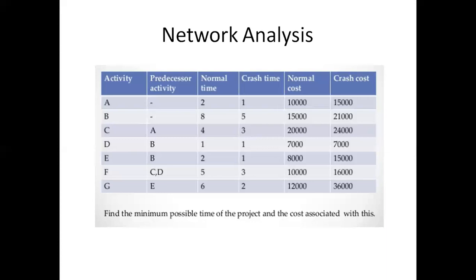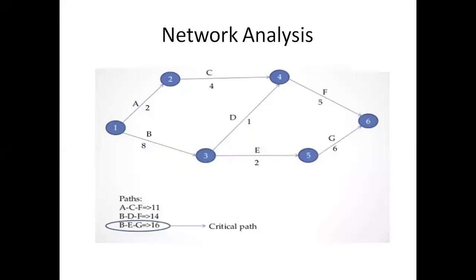For D, the activity does not change, the crash time does not change because the minimum number of days is 1. For activity E, it changes from 2 to 1 days. For activity F, that is 5 to 3 days, and activity G, it is 6 to 2 days. That is, 4 days is the maximum.